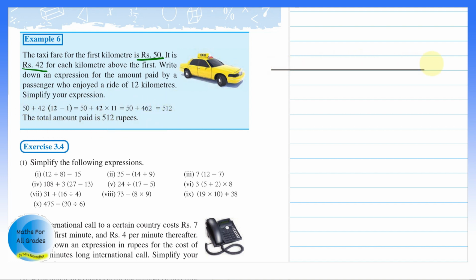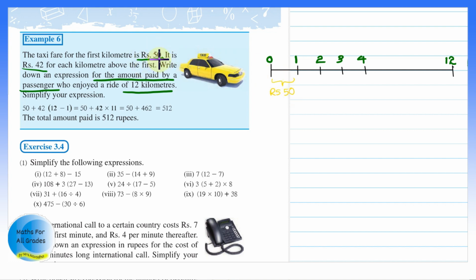Okay, now let's think. This is the road and this is where you start your journey. Now let's say this is the first kilometer, this is the second kilometer, third kilometer, fourth kilometer, like that. Okay. So somewhere here this is the 12th kilometer. You have to write down an expression for the amount paid by this passenger, and he enjoyed a ride of 12 kilometers. Okay, so for the first kilometer, the taxi fare is 50 rupees.